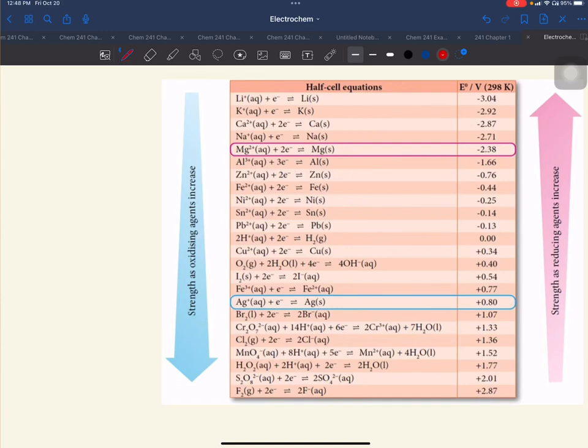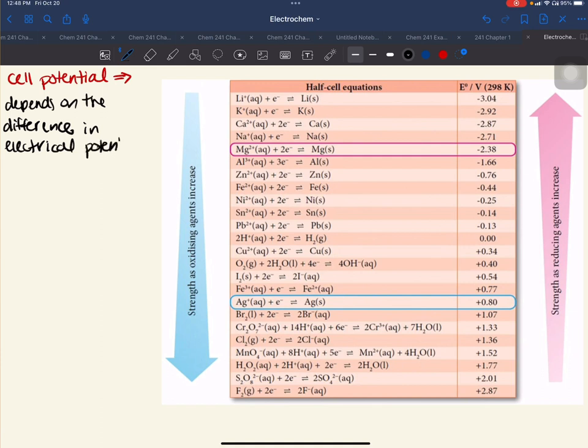In this video, we are going to start talking about cell potential. And the cell potential is going to depend on the difference in electrical potential between two different electrodes.